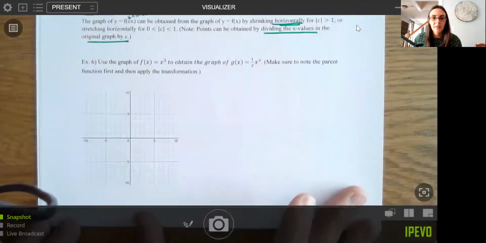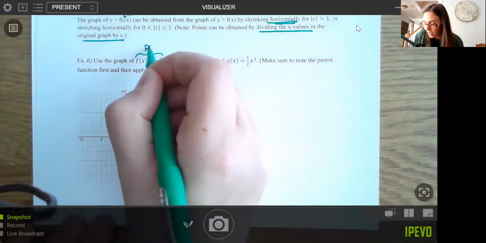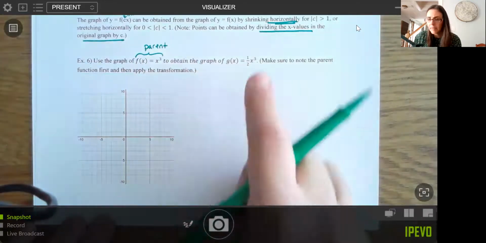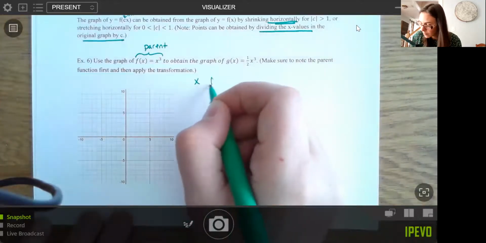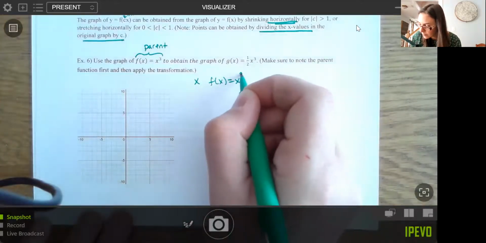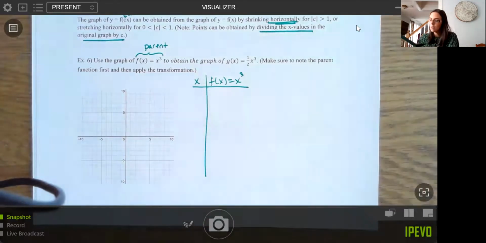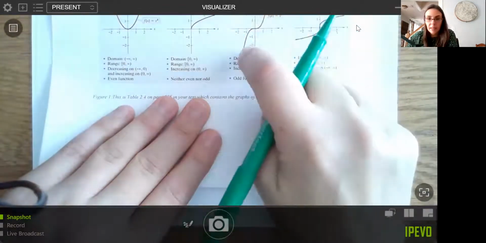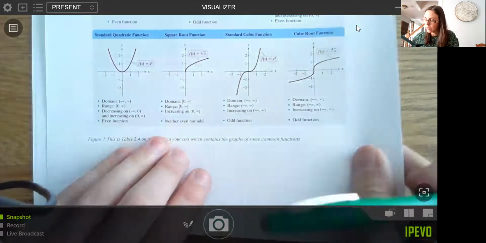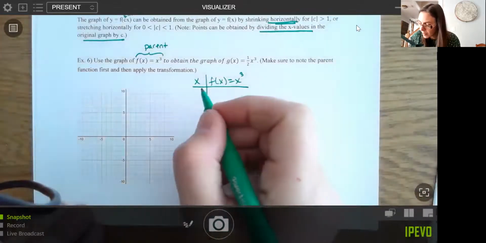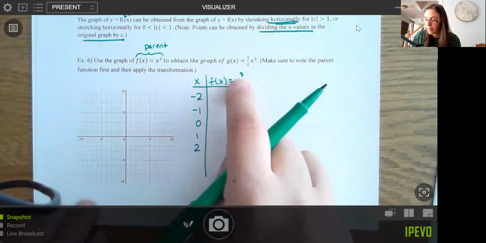So let's look at a couple of examples here. So here is my parent function. We haven't seen this one yet, so we'll do out a table here. And then here is my transform function. If I go back to my first page, my cubic function looks like this. So I can see it's going to be something like this, but I am going to find a few points here. I haven't done this one yet. So I'm going to pick points on both sides. And then I'm going to apply the cubic.